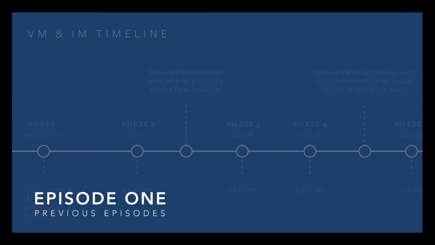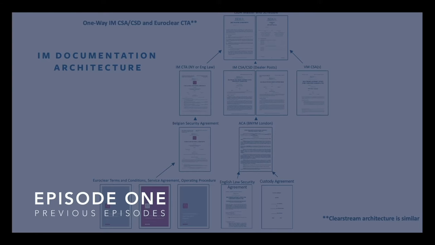In episode 1, we looked at the global rules for IM, their progressive implementation and scope, how IM is held, the documentation architecture supporting legal opinions, and technology solutions. In episode 2, Jonathan Martin, CEO of the alternative legal services provider DRS, and I focused on successfully navigating, negotiating, and executing the legal documentation in an IM project.